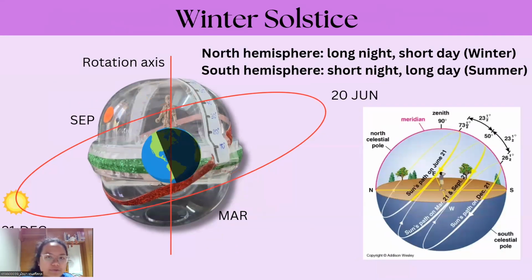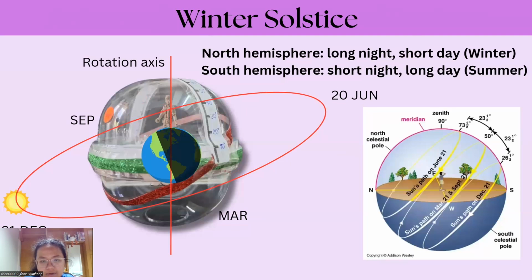And the last day is the winter solstice. The winter solstice is around 21 December. It causes the northern hemisphere to have a short day and longer night, which contradicts the southern hemisphere, which has a short night and long day. So right now the northern hemisphere has the winter season, and the southern hemisphere has the summer season.